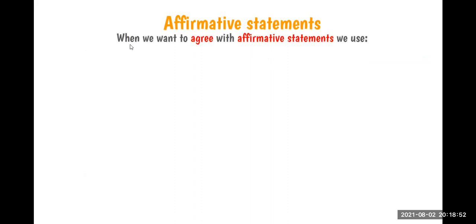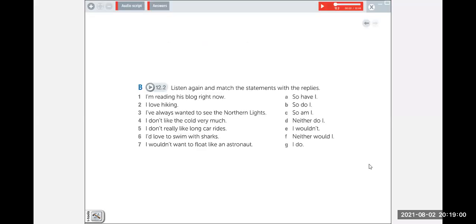So today we're going to learn how to agree and disagree with another person's opinion, okay? So let's see here. Here we have affirmative statements. It says, when we want to agree with affirmative statements, we use, what do you think we use? According to the sentences here, I want you to look for the affirmative sentences and how we agree with them. For example, the first one, I am reading his blog right now. And the answer is, so am I, right?